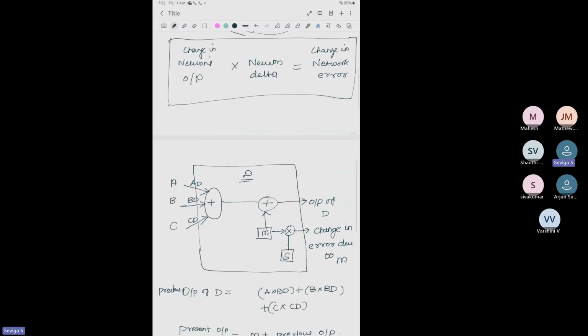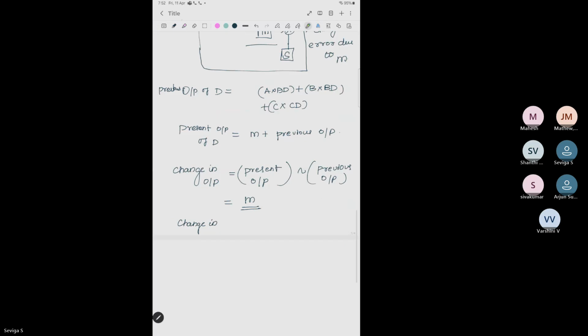So in the pictorial form, this M is multiplied with the delta. The change in output is multiplied with the delta to give the change in error due to M. So change in error is nothing but M into delta. So the value of M is inside the neuron.